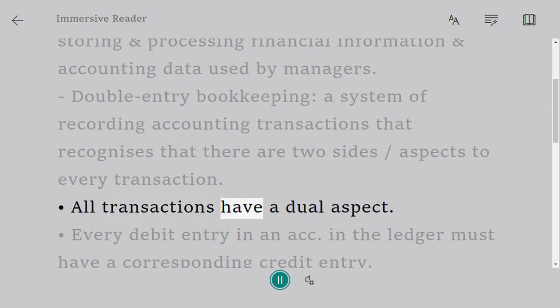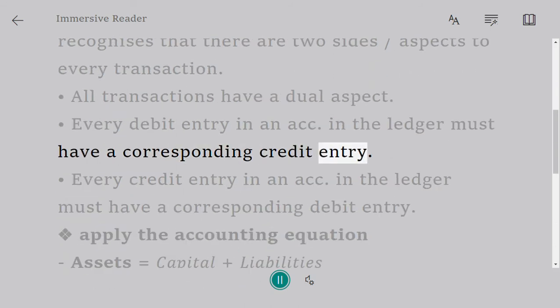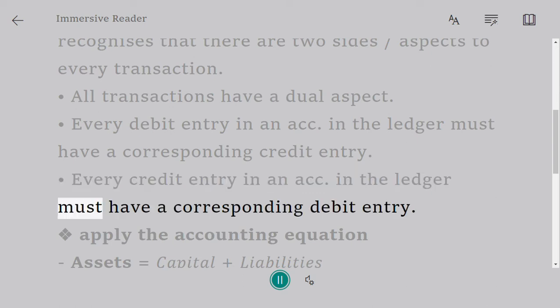All transactions have a dual aspect. Every debit entry in an account in the ledger must have a corresponding credit entry. Every credit entry in an account in the ledger must have a corresponding debit entry.